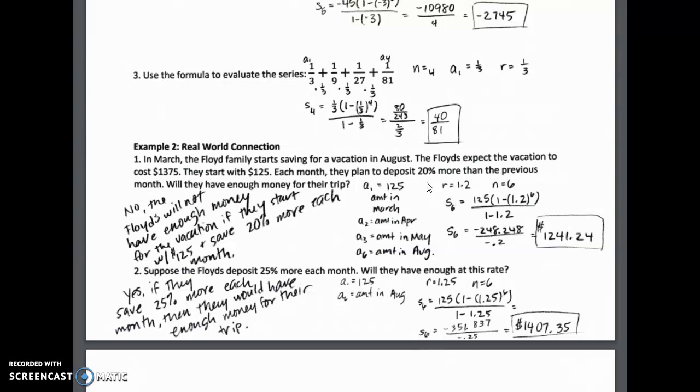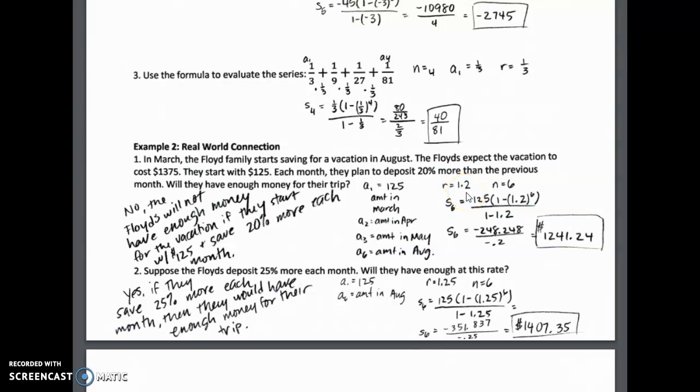So this is an example of a geometric series where they're adding up the amount of money that they have each month. So every month they're going to save 20% of what they have in that account. So they're taking the money that they have and they're saving 20% more. So this is confusing for a lot of people. Our R value is 1.2.